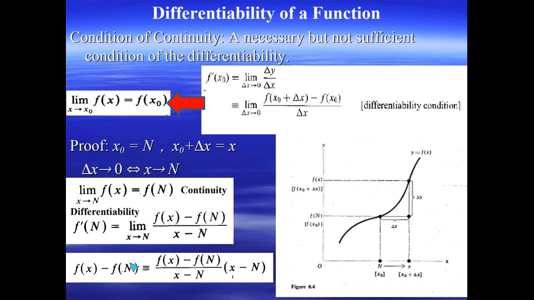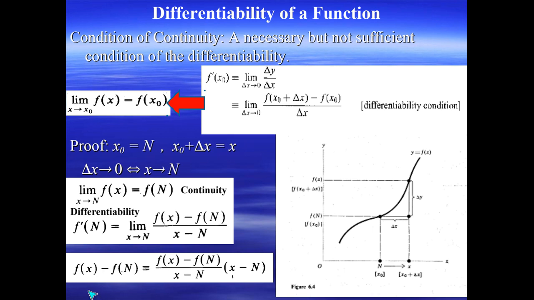And we note something. We note that f of x minus f of n is, in fact, identically equivalent to f of x minus f of n over x minus n times x minus n. If x minus n is not 0, we can simplify these x minus n's. We are left with f of x minus f of n. This is an observation which is always true.